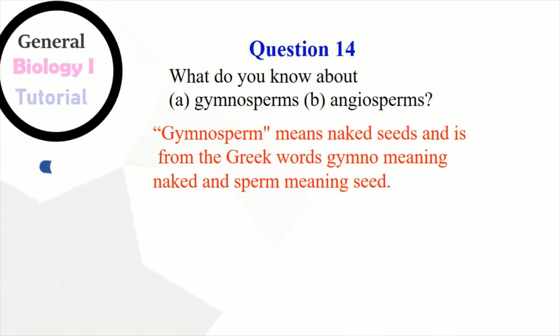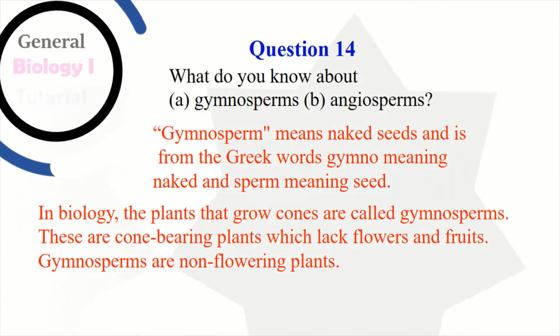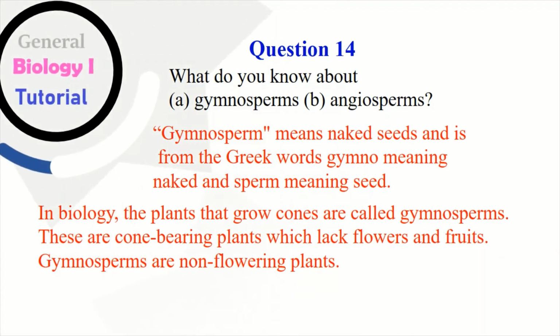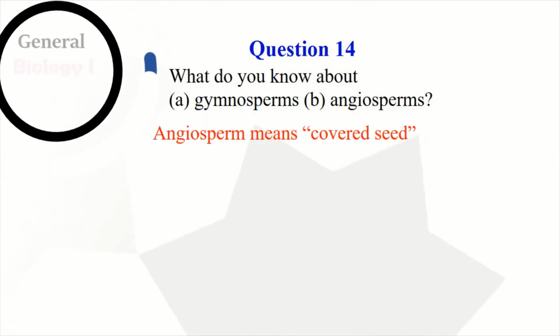Gymnosperm means naked seeds, and is from the Greek words gymno meaning naked and sperm meaning seed. In biology, the plants that grow cones are called gymnosperms. These are cone-bearing plants which lack flowers and fruits. Gymnosperms are non-flowering plants. Angiosperm means covered seed.